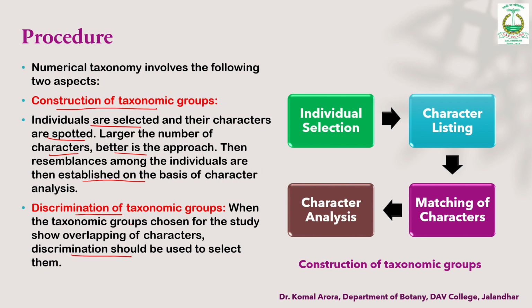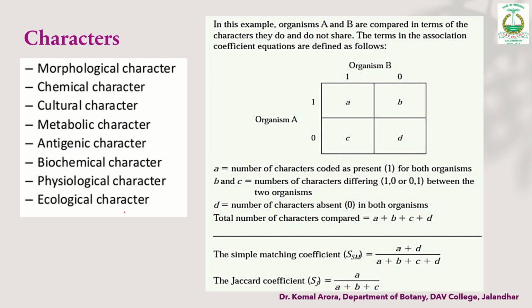Suppose you started this analysis and got a hit of around 10 genera to which your unidentified sample may belong. Then you have to follow the discrimination studies, that is the dissimilarities, so as to finalize exactly what that genus is. The characters taken into consideration are morphological, chemical, cultural, metabolic. You can have antigenic data, biochemical profile, physiological characters, or ecological characters.